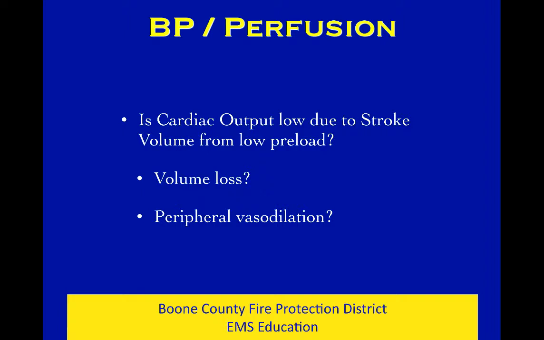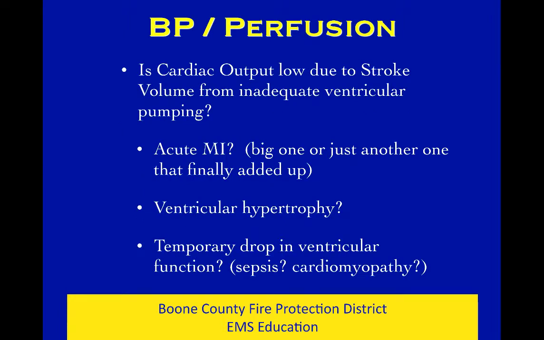So what about this preload thing? Is stroke volume low due to low preload? Maybe that's a volume loss, or maybe peripheral vasodilation has occurred. The container's too big, and there's just not enough blood coming back. So you have to think about all these things in order to know which thing to adjust. Could cardiac output be low due to the stroke volume because the ventricle's just not pumping well enough, like we mentioned a little bit ago?